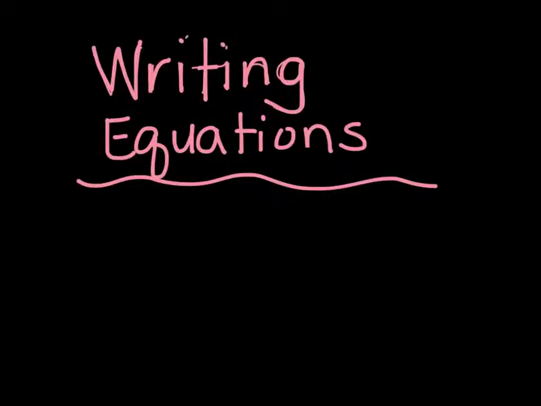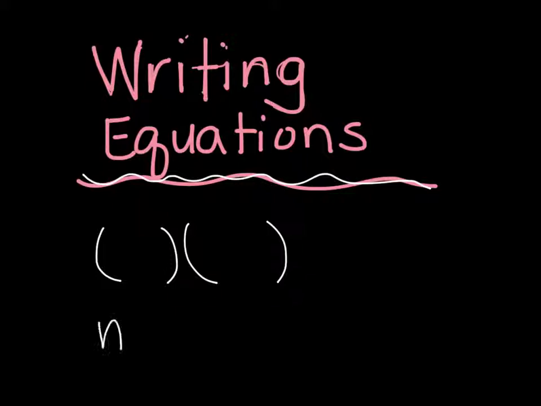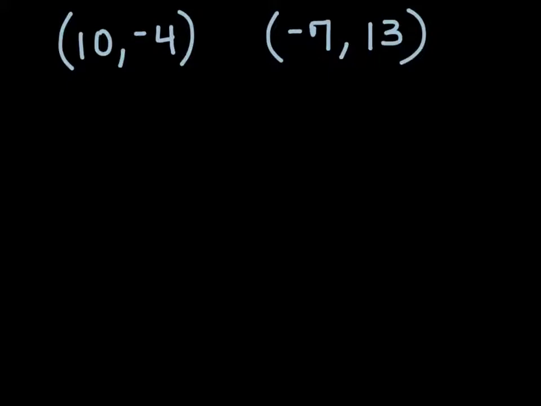Hey guys, this video is going to go through writing equations if I give you either two coordinates that are on the line or if I give you the slope and another coordinate. Alright, so I'm going to do a couple examples. Alright, so here's the first one.